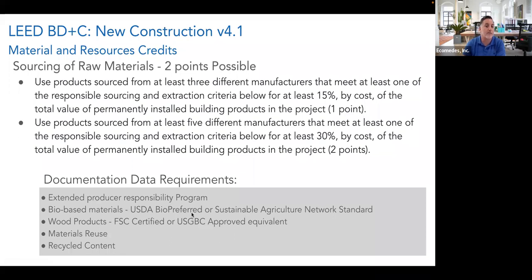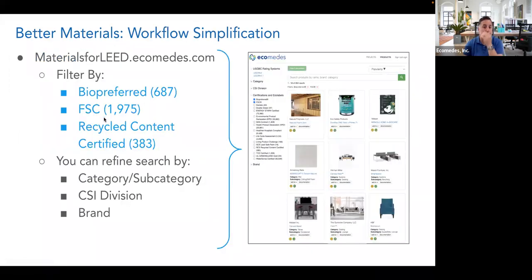USDA is a partner of ours, so we have their database. Wood products with FSC are in our system. Materials reuse or recycled content. So if you go to our platform, you can search by biopreferred, FSC, recycled content. Again, all the products that meet these guidelines will be available to you as part of the left-hand navigation. You can further refine that search into categories like paint or wall coverings or furniture or flooring, further refine whatever design work or consulting work you're doing on your project.